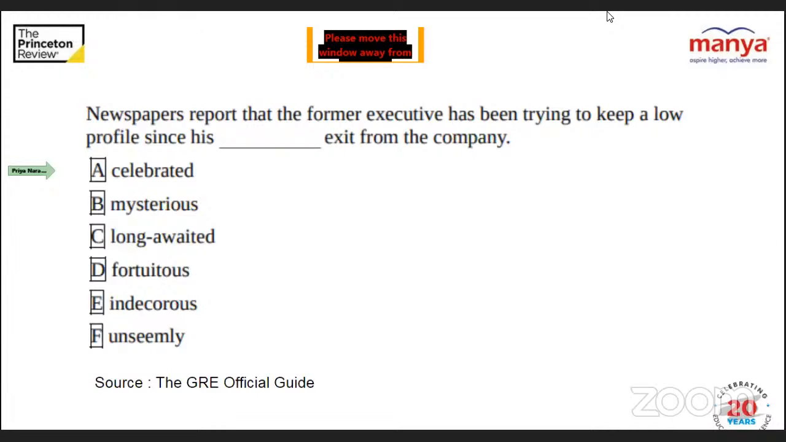Okay, so this is a sentence equivalence question, Bhumika. We need two answers for the blank. Okay, there are six answer options and you have to pick two. E and F, indecorous and unseemly exit. Are they synonyms? Indecorous and unseemly? They are not. Okay, so that is mysterious. It's not fortuitous. No, no, it's not mysterious. It's indecorous and unseemly. Okay.